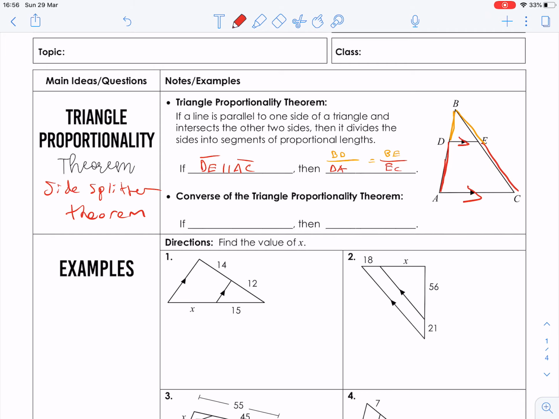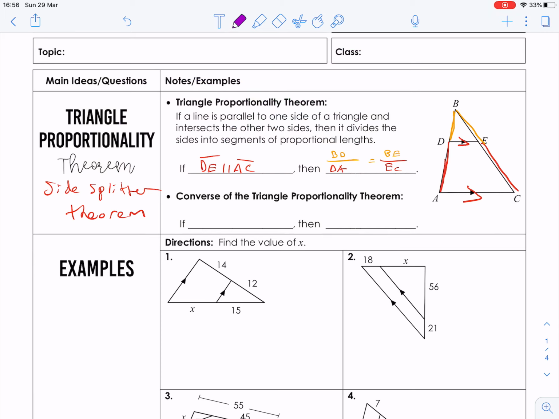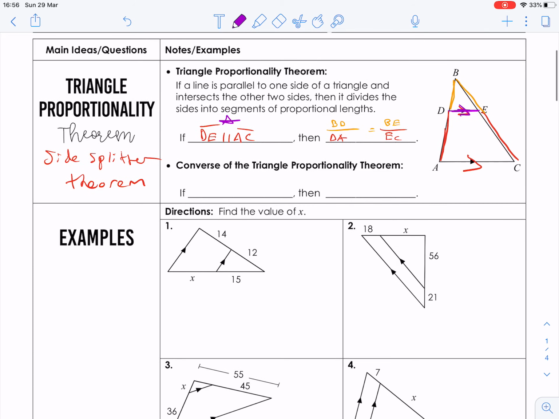So BD divided by DA should equal BE divided by EC. That's why it's called the side splitter, because this thing basically splits the sides into proportionality. And this works anytime that DE is parallel to AC. So if the bases of the triangles are parallel, then we know the sides are proportionate.